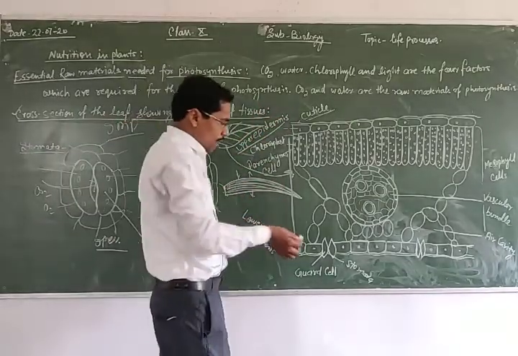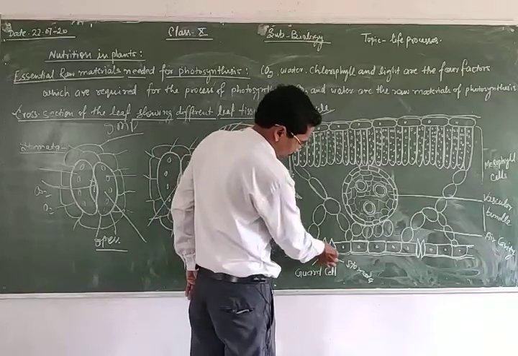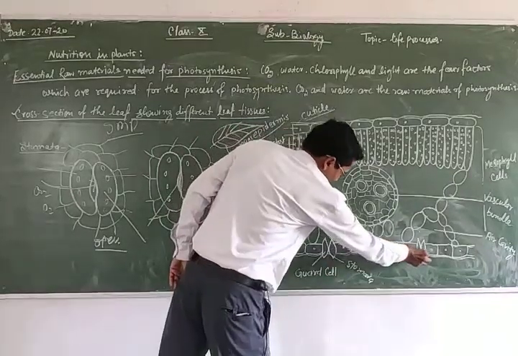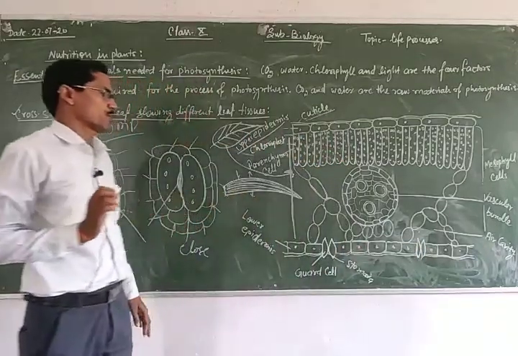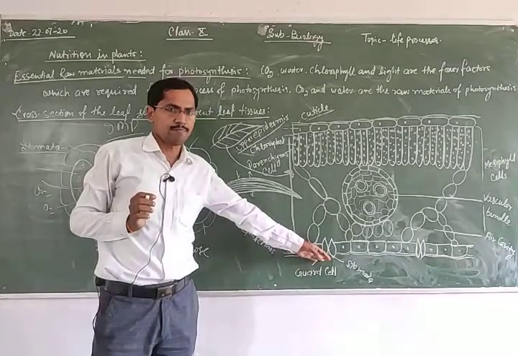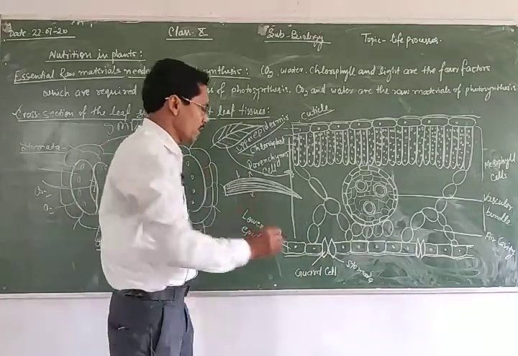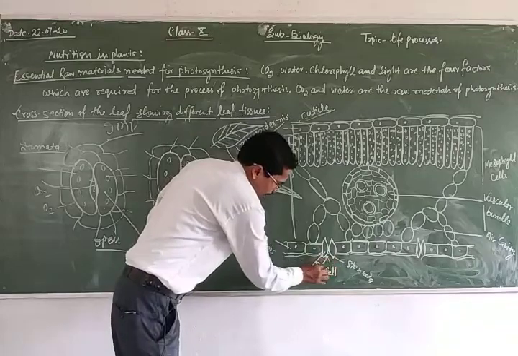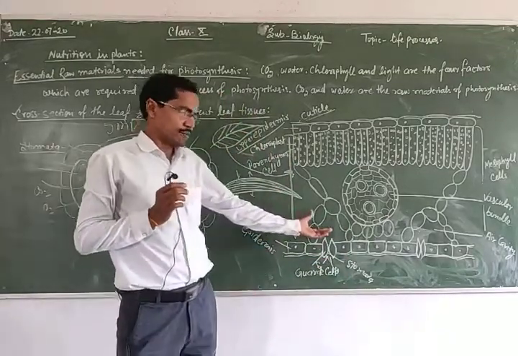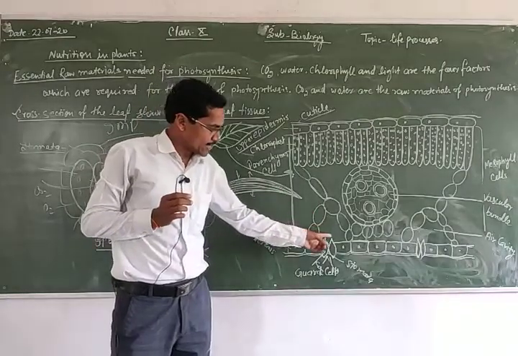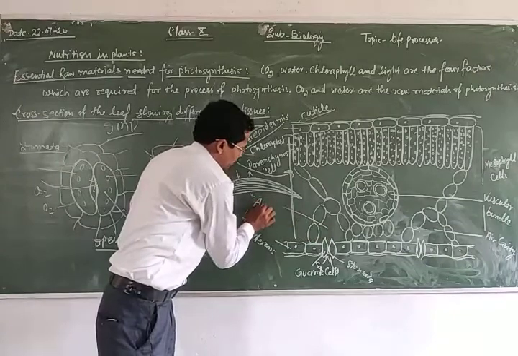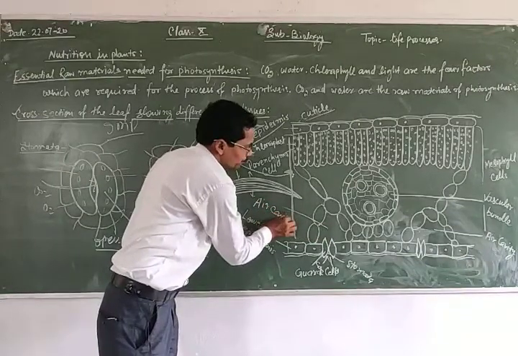See here, at the lower region there is a stomata. Stomata is present here and here, on both sides, and stomata are responsible for exchange of gases. In gas exchange, carbon dioxide goes in and oxygen goes outside. You see where the stomata is present, a cavity is developed. That cavity is known as air cavity.